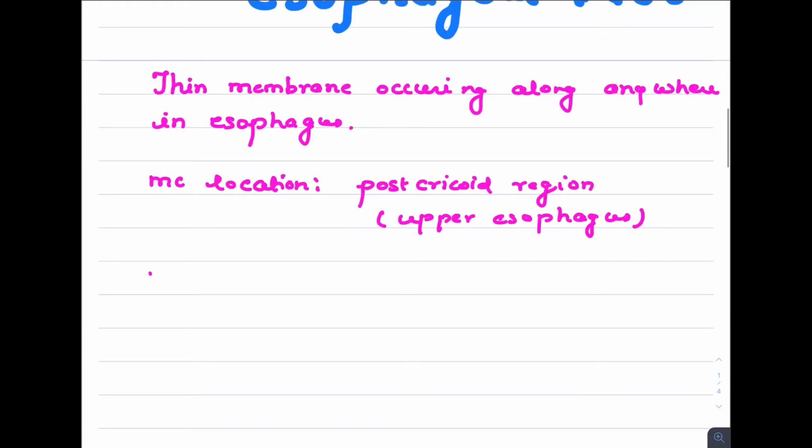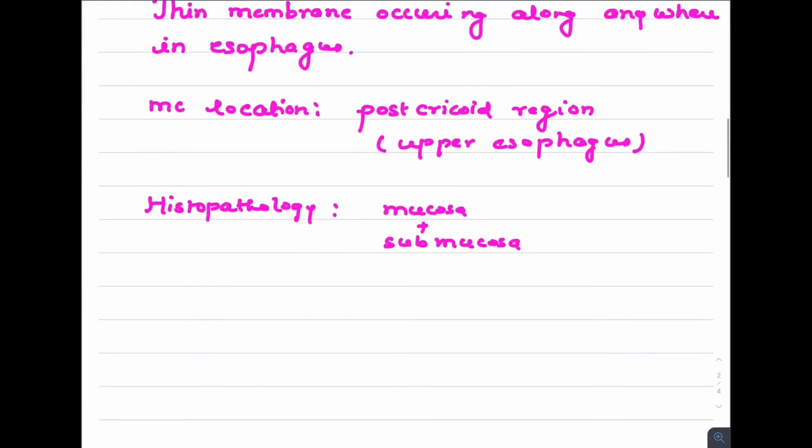What does it consist of? What is the histopathology? If you take a section, what you will see? You will be seeing mucosa and submucosa of the esophagus. So it consists of only two layers.